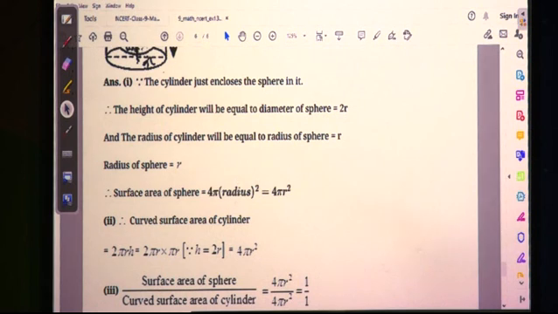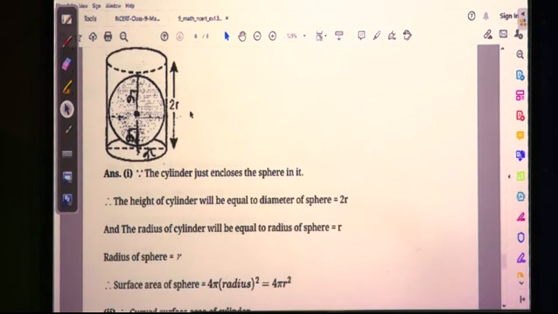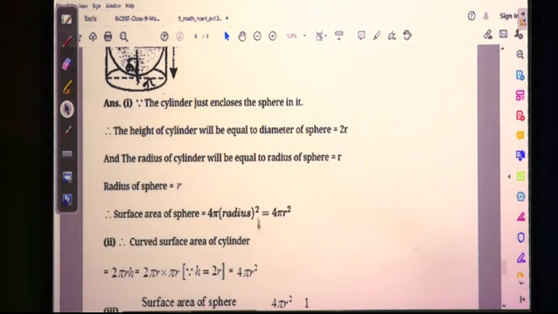What have we done here? We have first seen what is the height of the cylinder. Why? Because it is required in the formula of curved surface area of the cylinder. So, height is the diameter of the sphere, that is 2r. Radius of the sphere and radius of the cylinder are one and the same, they are equal, that is r. It is mentioned in the question, radius of the sphere is r. So, height is 2r, radius is r for both the cylinder and the sphere.